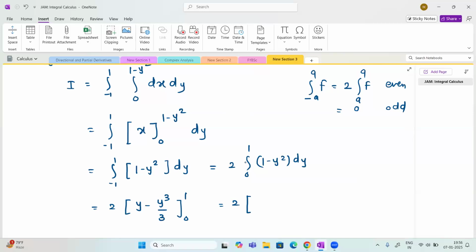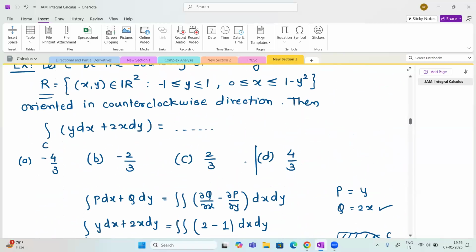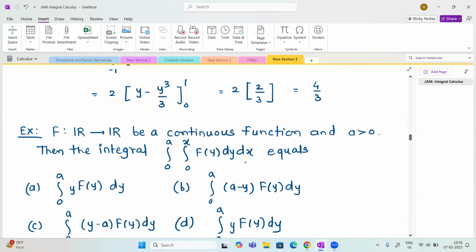Okay, so we'll put the upper limit, lower limits. 2 by 3. Shall I write directly? Yes. Final answer? 4 by 3. Let us check the option. Yes, 4 by 3 is there. Got it. Very good. Okay, move further.